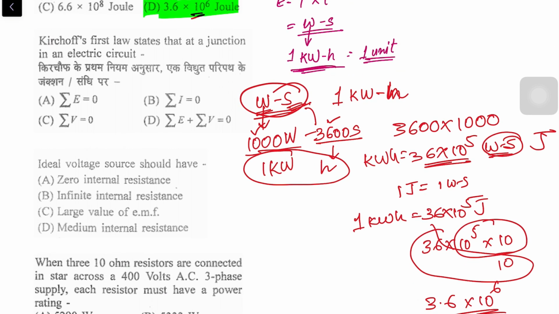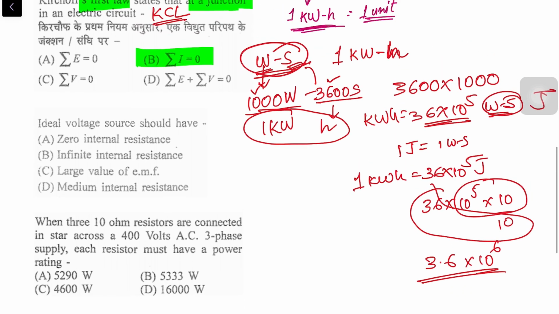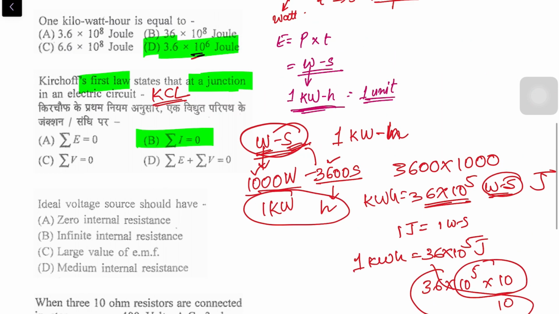Next, Kirchhoff's law states that at a junction in an electrical circuit. Now it is talking about Kirchhoff's first law at a junction. What law is it? It is Kirchhoff's current law, which means incoming current is equal to outgoing current, or I can say net algebraic sum of currents at a junction or a node is equal to 0, option B. And another MCQ that can be formed is Kirchhoff's first law represents law of conservation of charge.